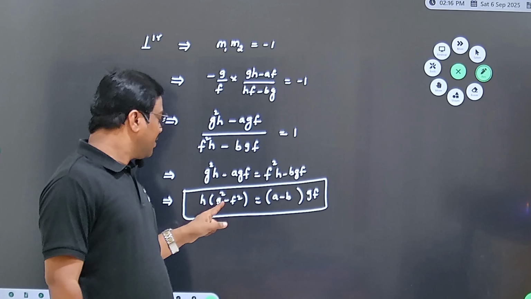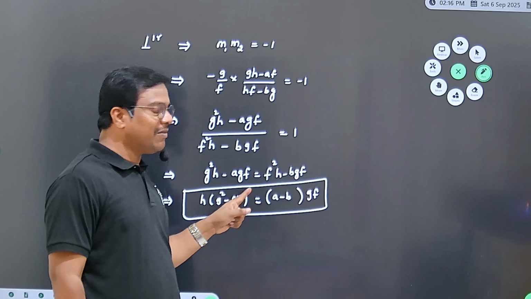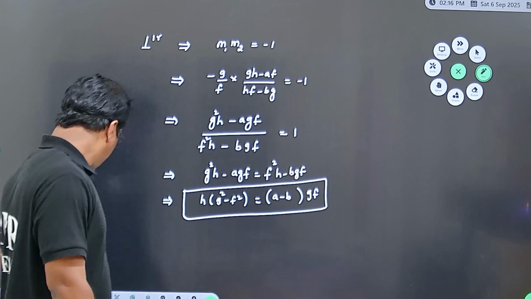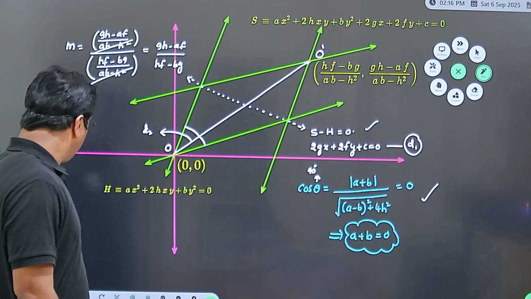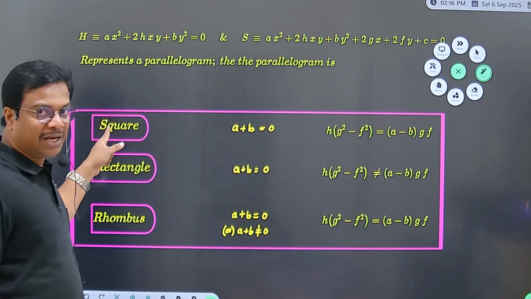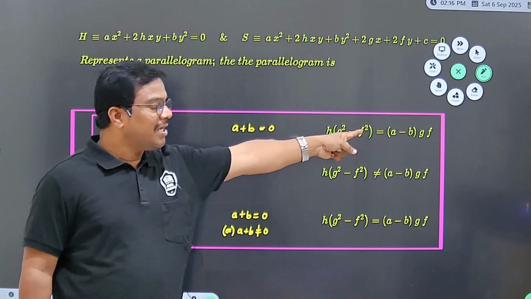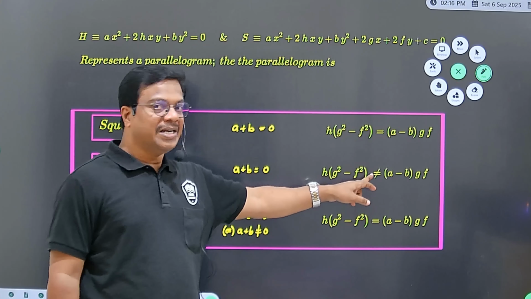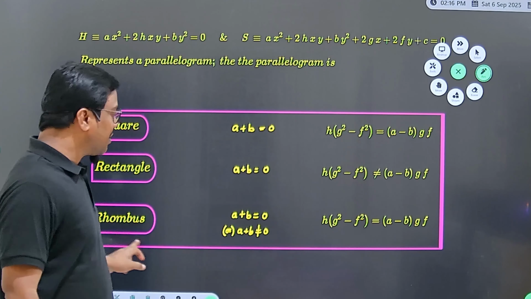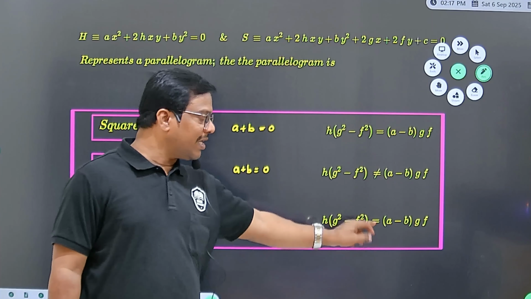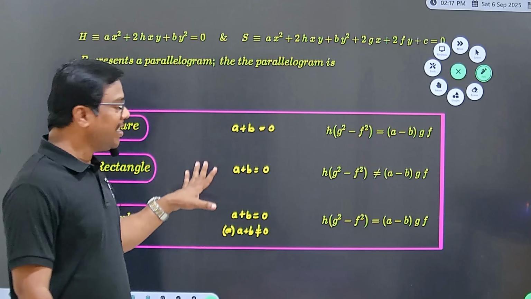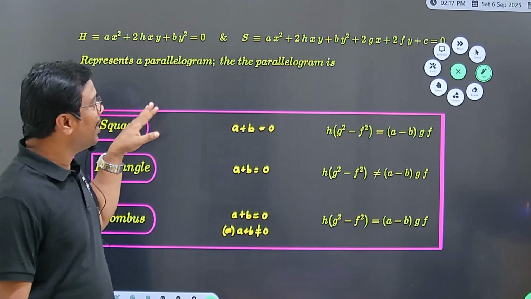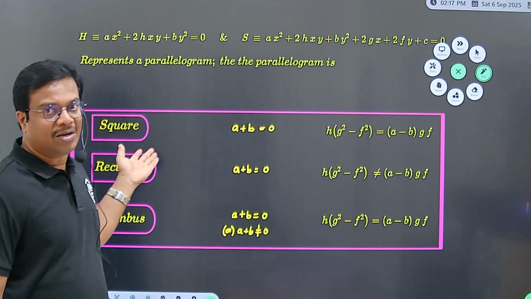h(g square minus f square) equals (a minus b) into gf. This is the condition when the diagonals are perpendicular. Observe here, square, diagonals perpendicular, so here equality holds. Rectangle, diagonals not perpendicular, equality doesn't hold. Rhombus, diagonals perpendicular, so equality holds. So these are the conditions to check whether the given quadrilateral becomes a square, rectangle, or rhombus.